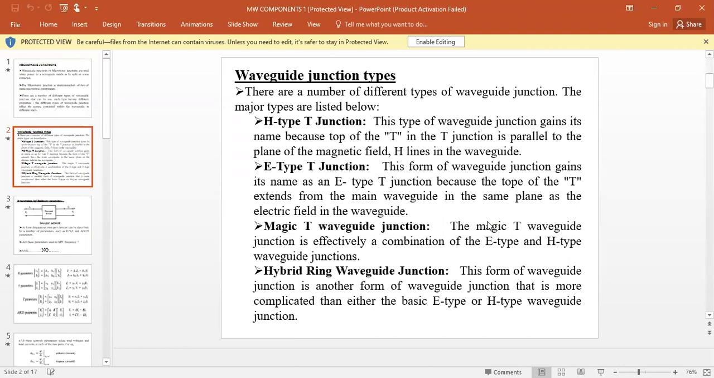And the magic T waveguide junction is effectively a combination of the E type and H type waveguide junction. So when both are combined, it is considered a magic T, and the other type is the hybrid ring or rat junction. The hybrid ring and rat junction is more complicated compared to the E plane and H plane. It is totally different, and it is represented circularly.